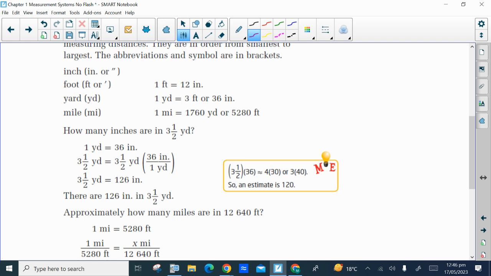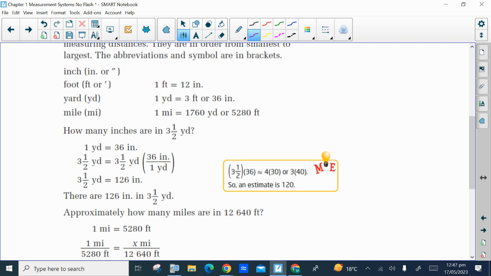We've already talked about the inch. The symbol for inch is IN, or 2 tick marks. Then we have a foot, and the symbol can be FT for feet or 1 tick mark. Note it says here there are 12 inches in a foot, and it says that on your formula sheet. In the middle column, it says 1 foot equals 12 inches.